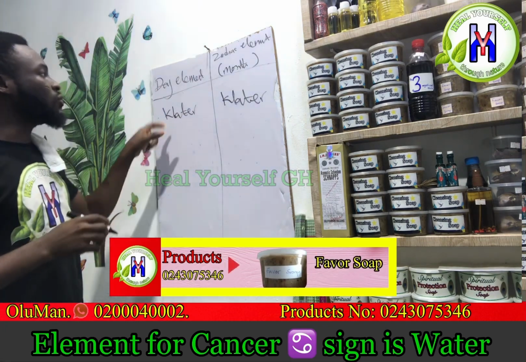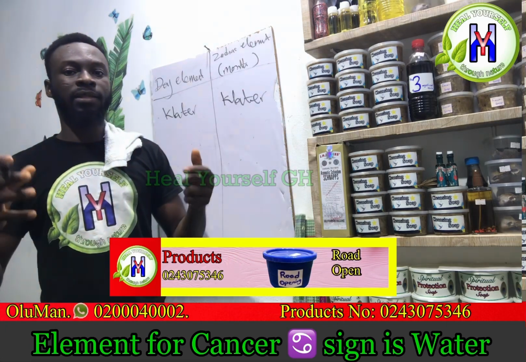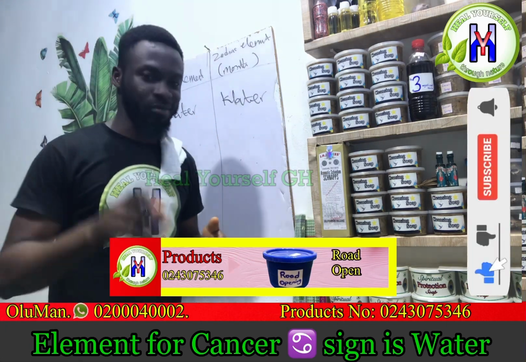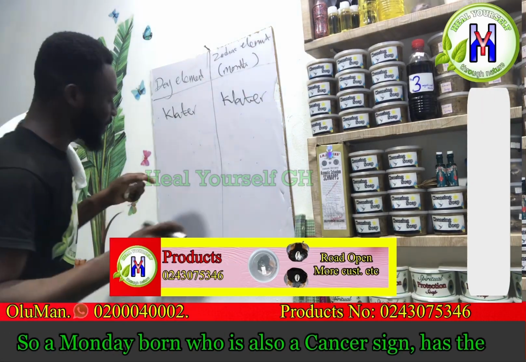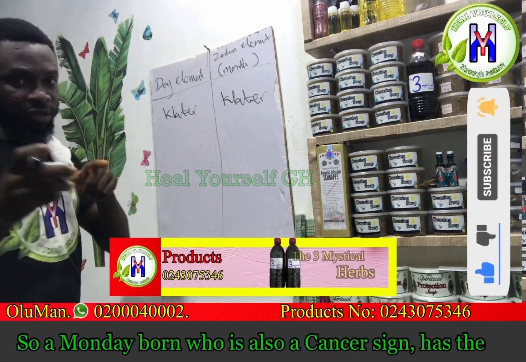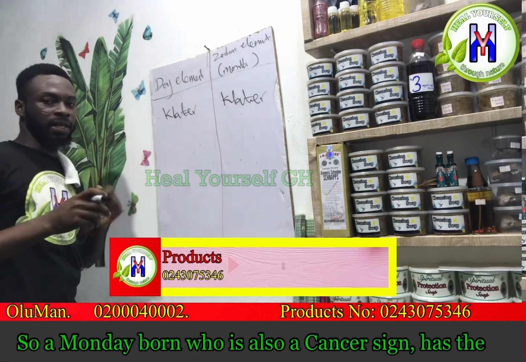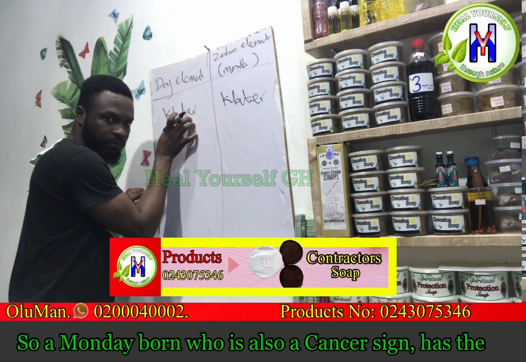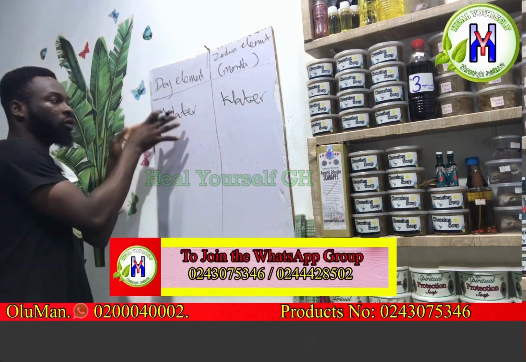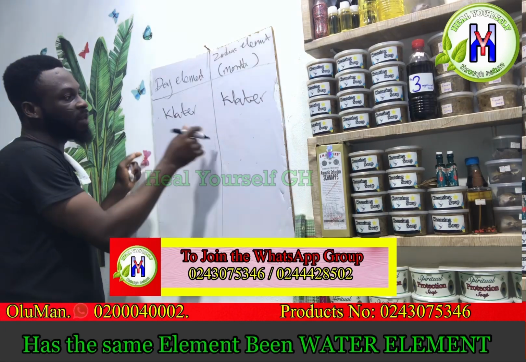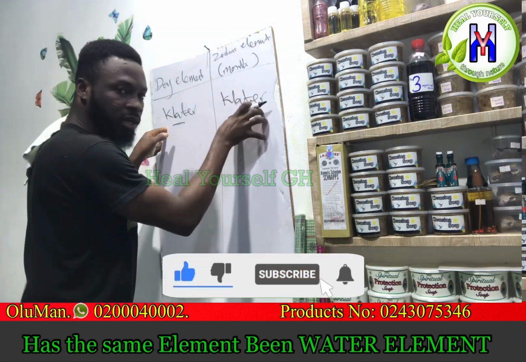So the element of the day will be a Monday born, and the element is water. And the person will be a cancer at the same time, and the element of cancer is water. So the day and the month are the same.